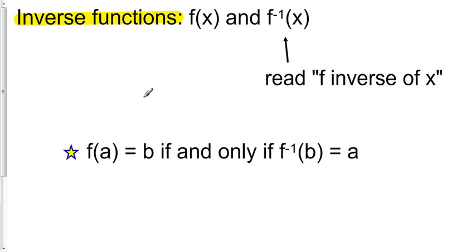So an inverse function, usually we write in function notation, f of x and f inverse of x. That's how you read it with this little power of -1. We read it as f inverse of x. So in function notation, f of a equals b if and only if f inverse of b equals a. Notice again that the x and the y values are swapped. The domain and range values are swapped. (a, b) is in f, (b, a) is in f inverse.